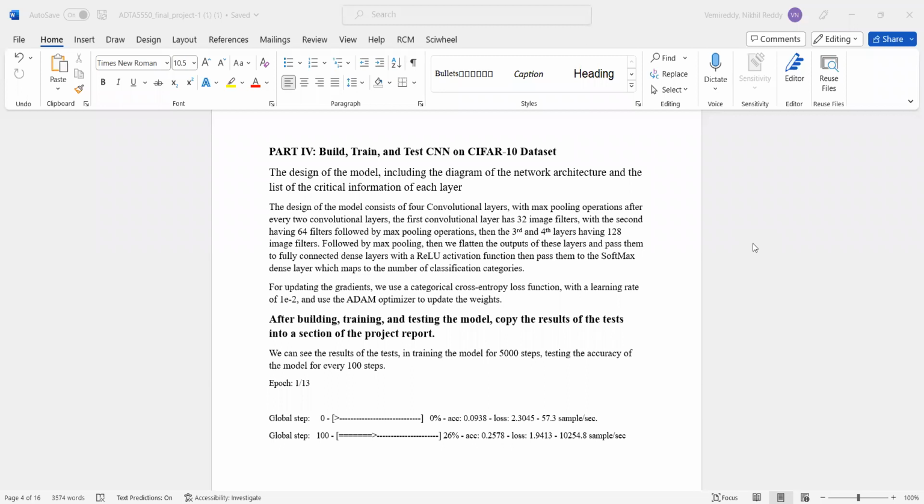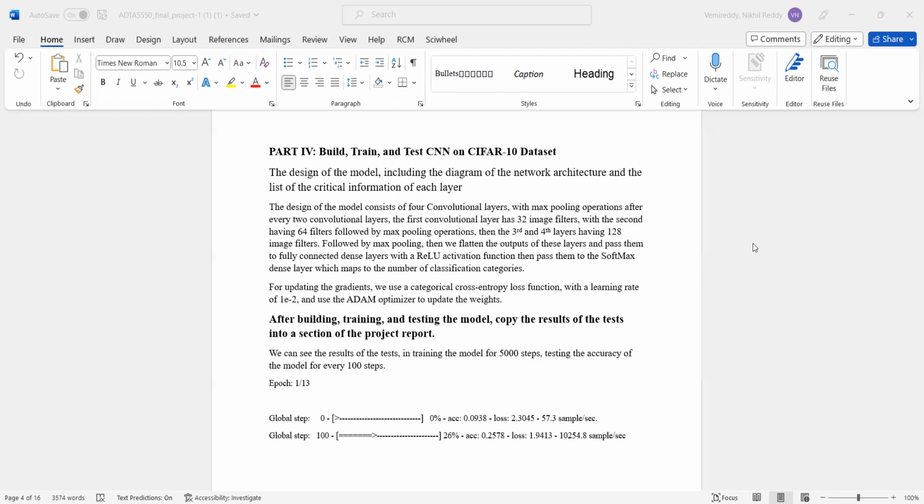So now coming to part 4, which is building, training and testing the CNN on CIFAR-10 datasets. In deep learning, a convolutional neural network is a class of artificial neural network most commonly applied to analyze visual imagery. CNNs use a mathematical operation called convolution in place of general matrix multiplication in at least one of their layers. The design of the model, including the diagram of the neural network architecture and the list of the critical information of each layer, is given below.